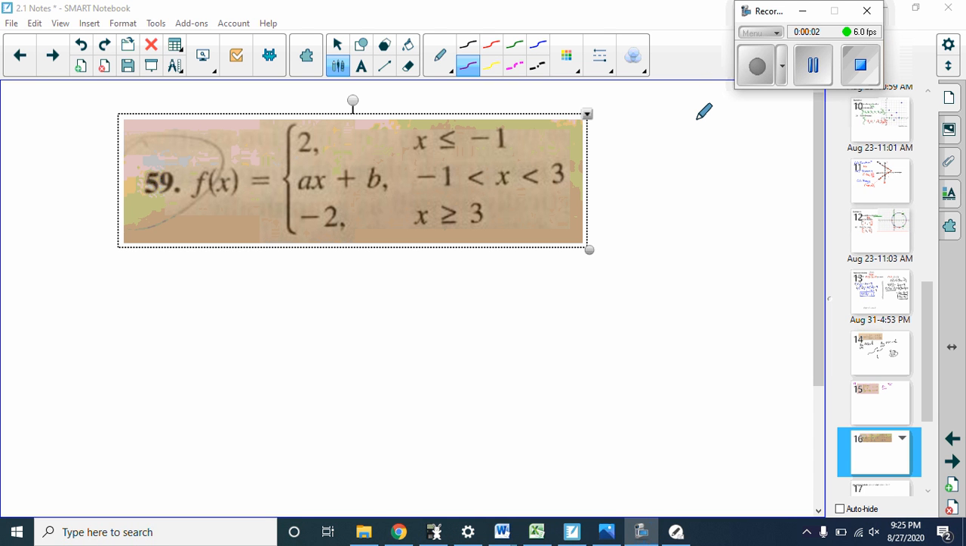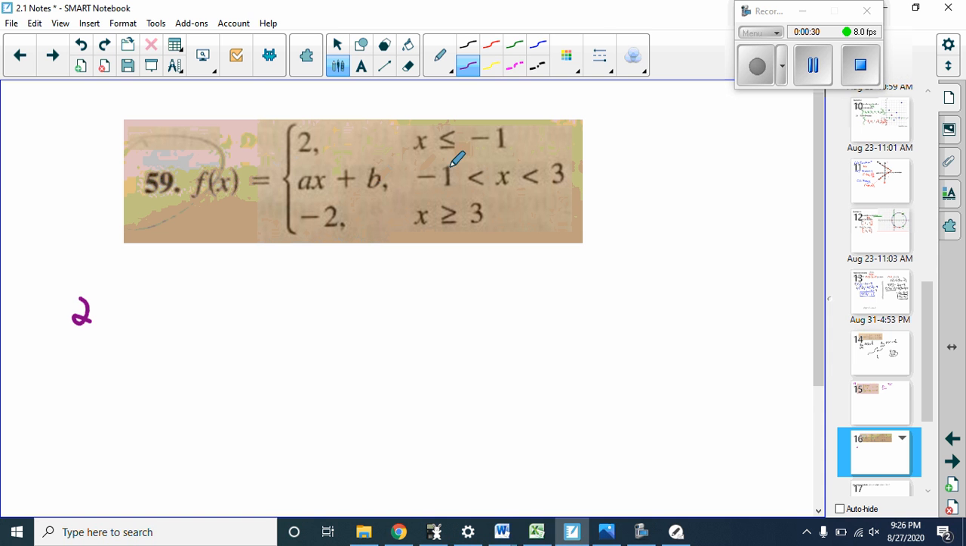Page 77, number 59. We need to find the values of a and b that make this a continuous function. We need to be continuous at -1. So we need to evaluate the limit as x approaches -1 on the left. Using this function here, I would plug in -1 for x. There's nowhere to plug it in, so I just get 2.